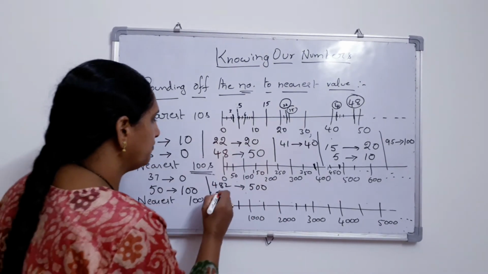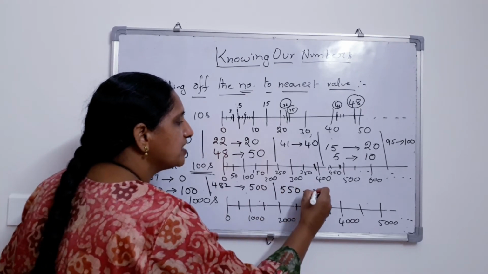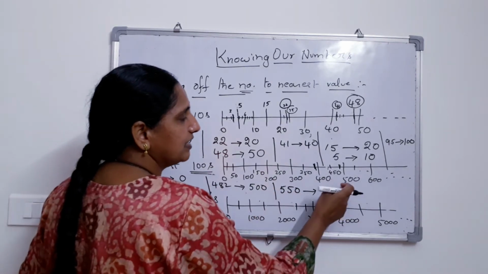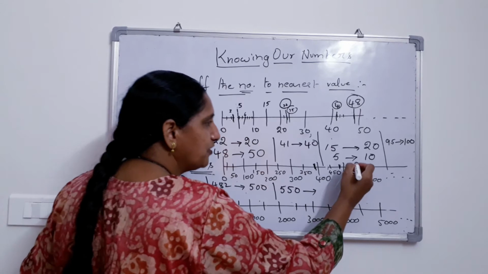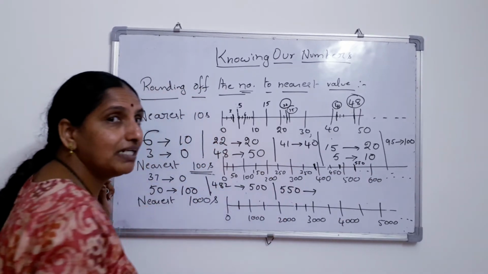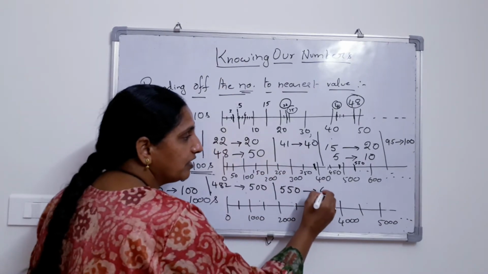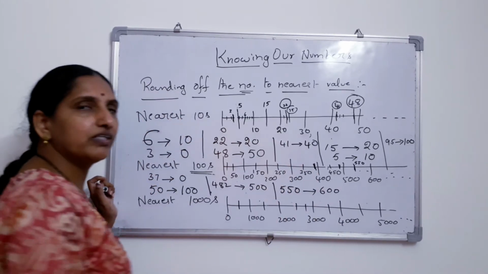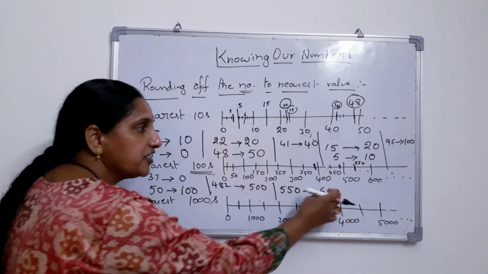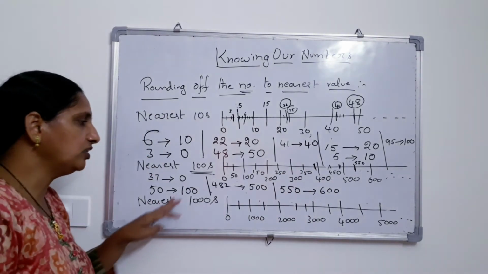Let me take 550 as my next example. More than 500, less than 600, it lies between. And which number do you have to compare with? The same 550, it is exactly the midpoint, the mid value. And when you are at the mid value, we always want something more. Hence, we have come to 600. So you have rounded off 550 to 600. Clear? Yes. Now, we will go to the thousands.